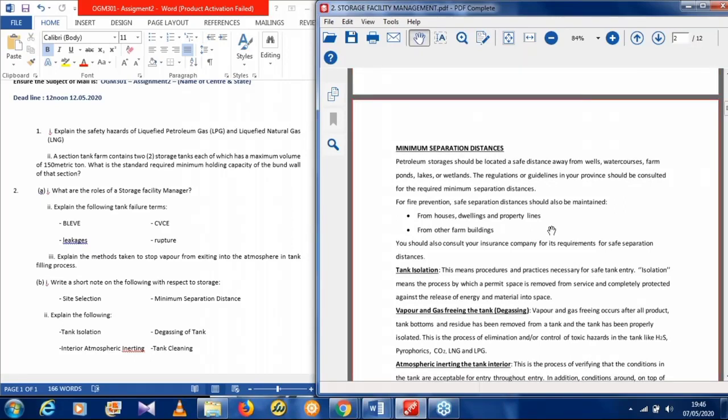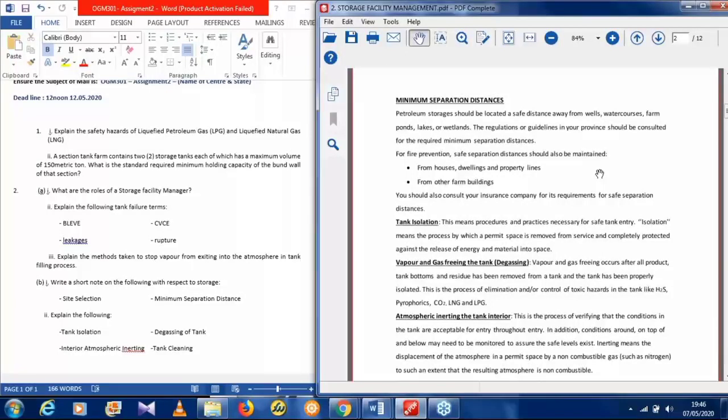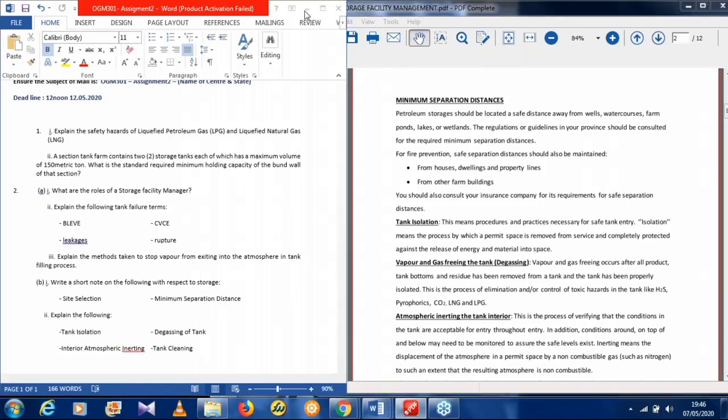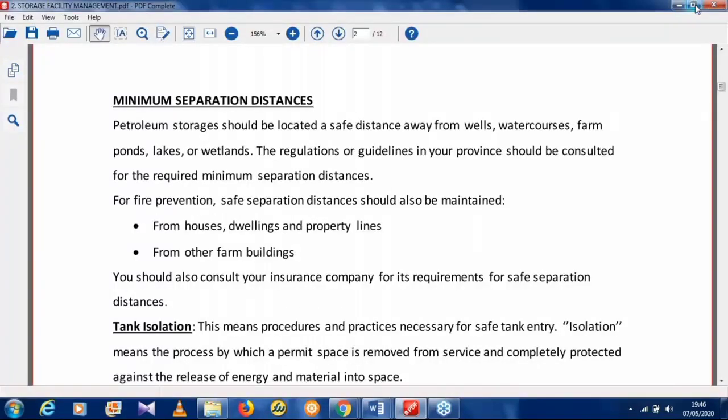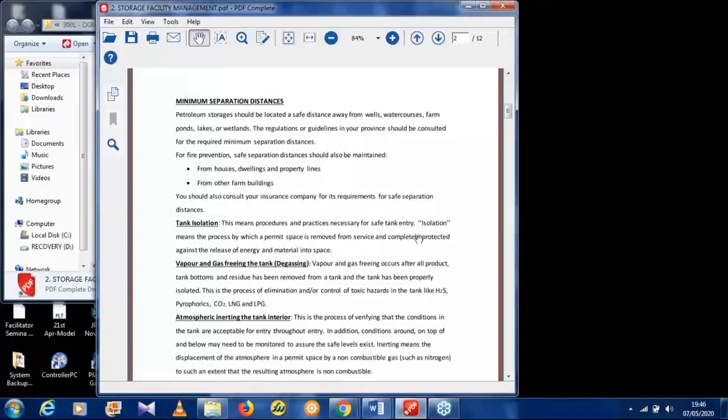So, how do we guard against such occurrences in the storage of hydrocarbon? We also have tank isolation. I mentioned something about the spacing. Because of all these hazards that are associated with hydrocarbons in general, whether liquefied petroleum gas or liquefied natural gas or what have you, it is expedient that we guard against such occurrences. So how do we engage that? That's part of the assignment that I've given to you. Spacing from the house units, dwellings and properties, and also from other farms or buildings, you must ensure that your tanks are properly spaced from these areas.